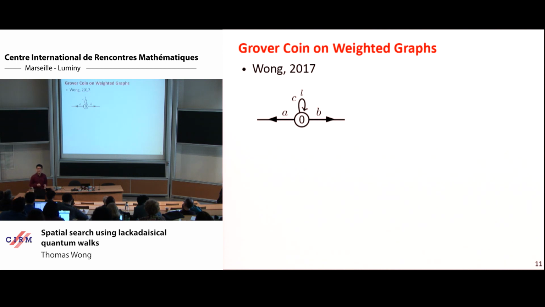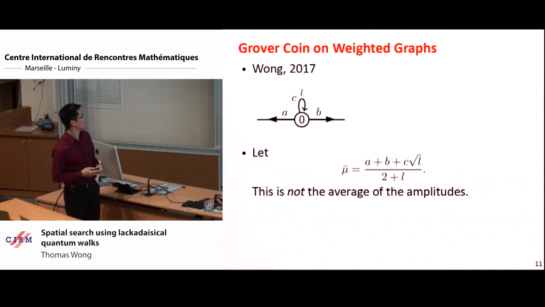So instead of the average of the amplitudes, I'm gonna define this quantity mu bar, which is A plus B, and then for C, since it has weight L, it gets multiplied by the square root of L, divided by the sum of the weights. So this is weight one, weight one, weight L, so this is one plus L. So this is not the average of the amplitudes anymore.